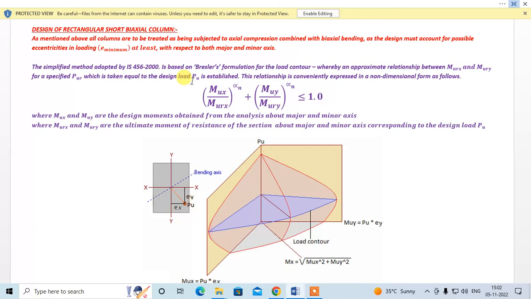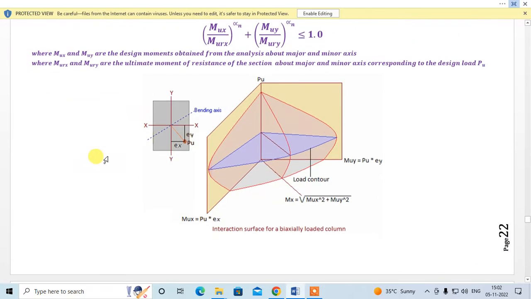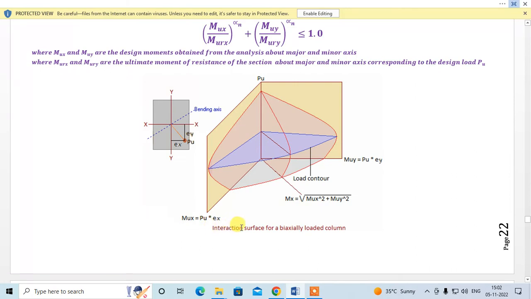Okay, so this is the formula. Please remember this formula is only applicable to symmetrical sections about major and minor axis. It can be applied to all the sections which are symmetrical about major and minor axis. So I have explained MUX and MUY are the design moments. Okay, fine. So this is the interaction surface for a biaxially loaded column.